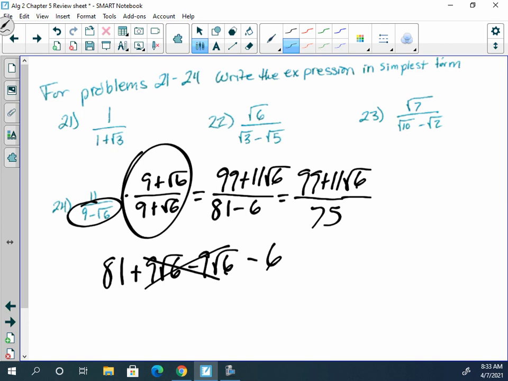It's using our perfect squares, our difference of perfect squares, our x squared minus 9, how it splits up into x plus 3, x minus 3, those kind of deals, to simplify the denominator.